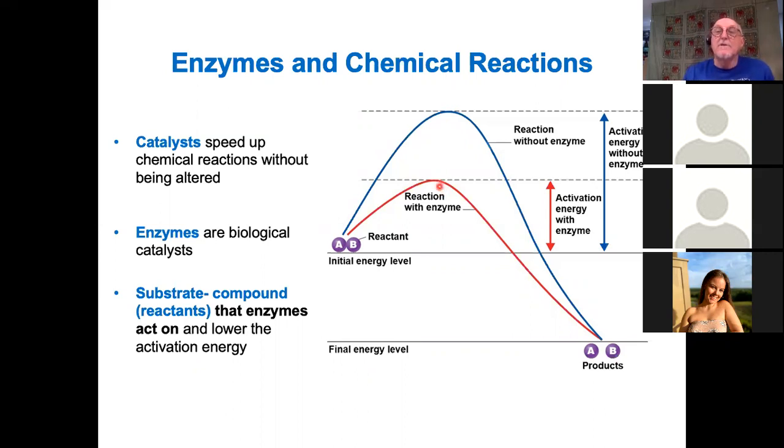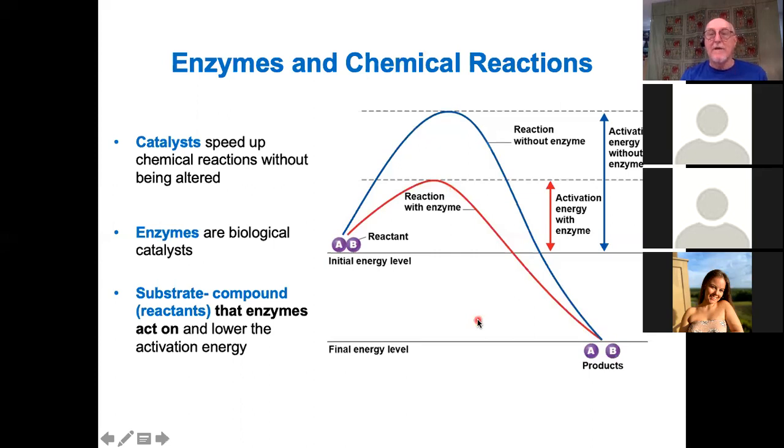Enzymes function to speed up the reaction rate. They do not make impossible reactions happen. They work on reactions which are possible, but which would normally happen very slowly. But they lower the energy of activation. So here in this graph, here's the activation energy without enzyme. Here it is with enzyme. It's lowered. And because it's lowered, the reaction rate increases, and it increases to biologically useful proportions.